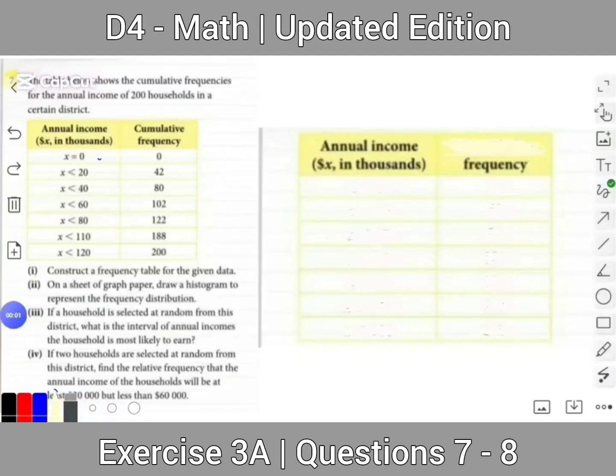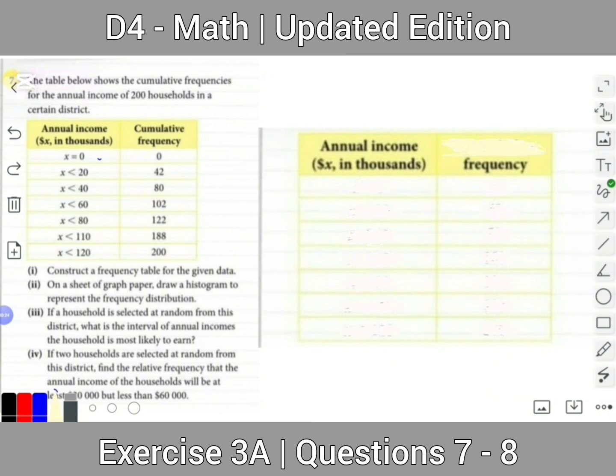In today's video, we will start with question 7. The table below shows the cumulative frequencies for the annual income of 200 households in a certain district. The first column shows the annual incomes in thousands and the second column shows the respective cumulative frequencies. In part 1, we have to construct a frequency table from the given data.